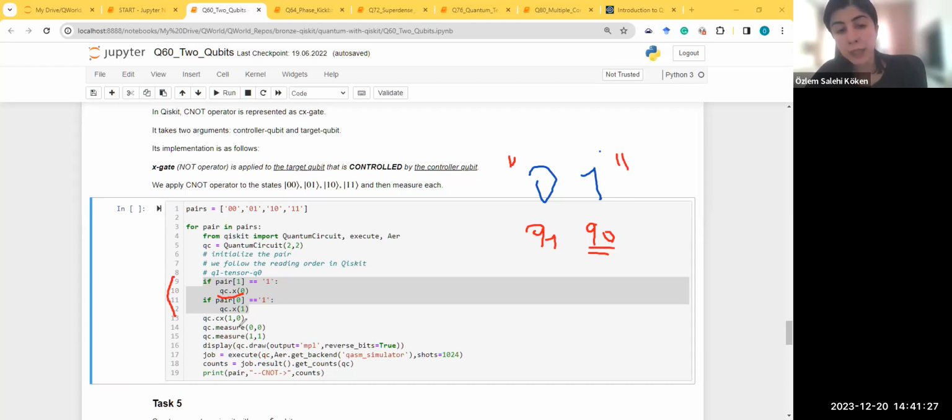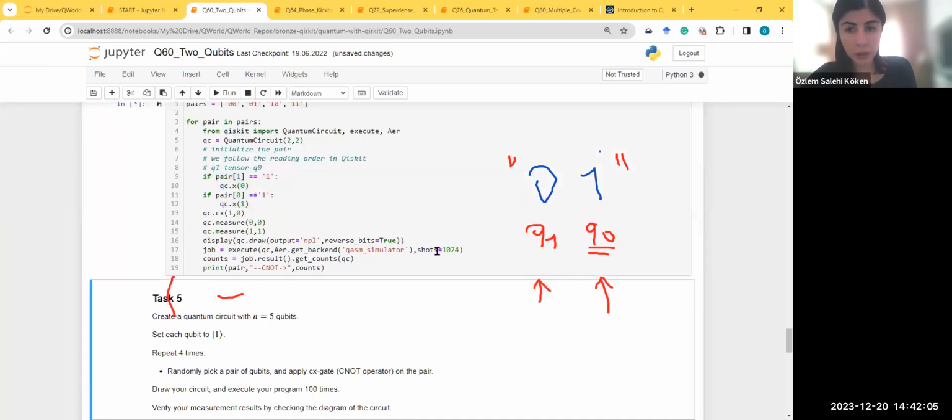And then we apply a CNOT. Why are we doing CNOT 1, 0? Because we would like to see the exact behavior we are expecting, so that we are not affected by Qiskit's order. So this is the control, and this is the target. Therefore, here we provide 1 as the control and 0 as the target. Now let me run this and let's interpret the results.